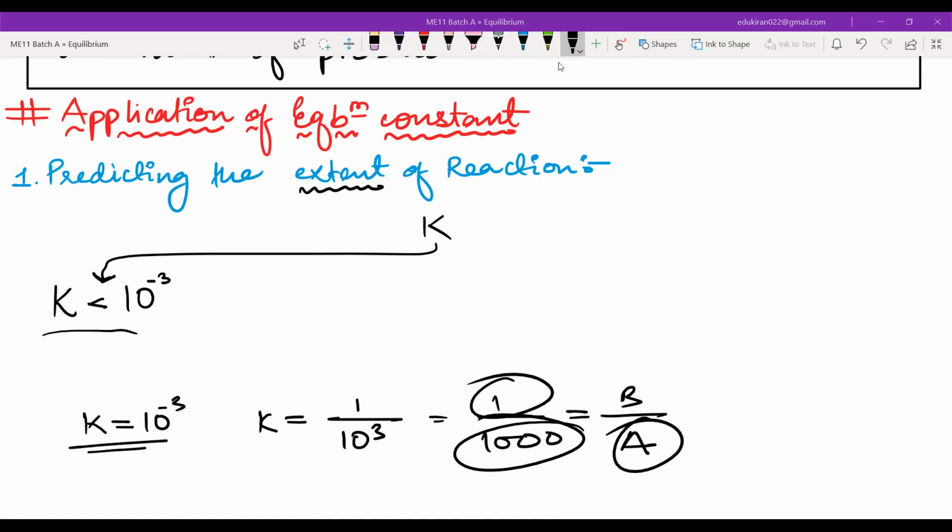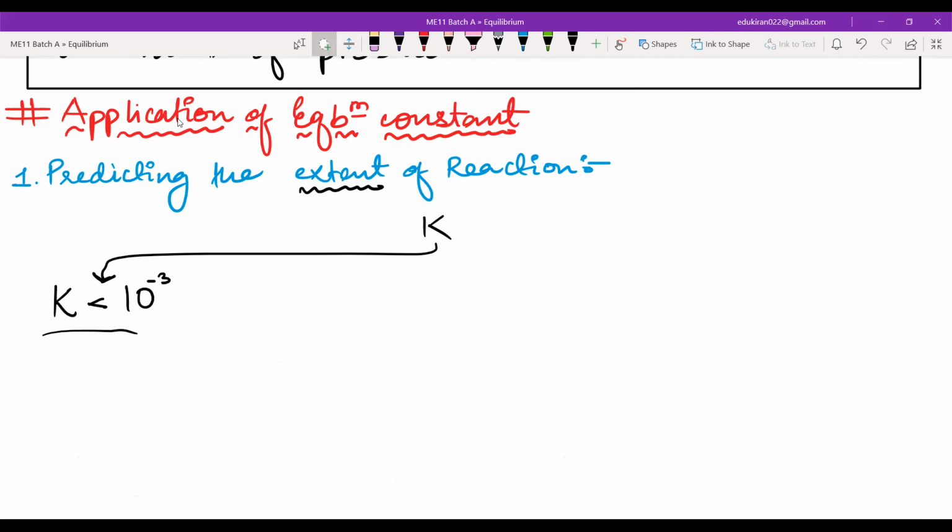Okay. If K is less than 10 to the power minus 3, it means that you understand this ratio, yes or no? Yes. So what does that mean? Did the reaction take place or not? What do we have more, the products or the reactant? Reactant is more. Then what does this mean? It means that the reaction did not take place.